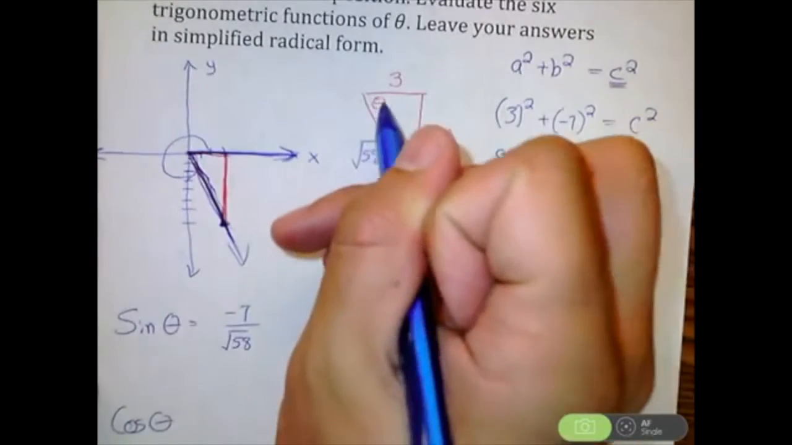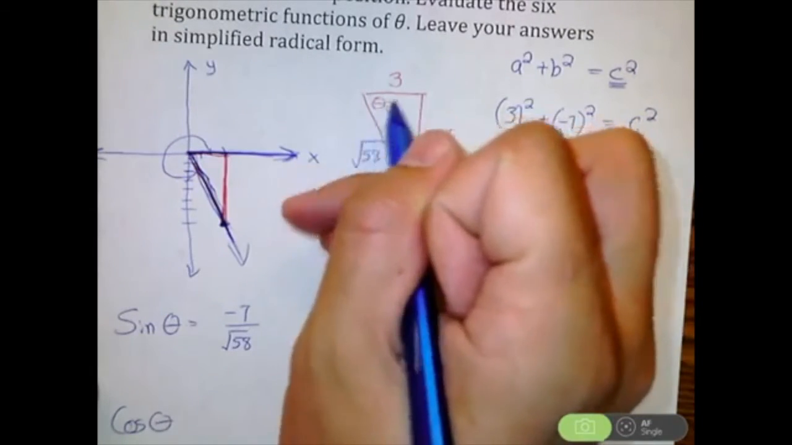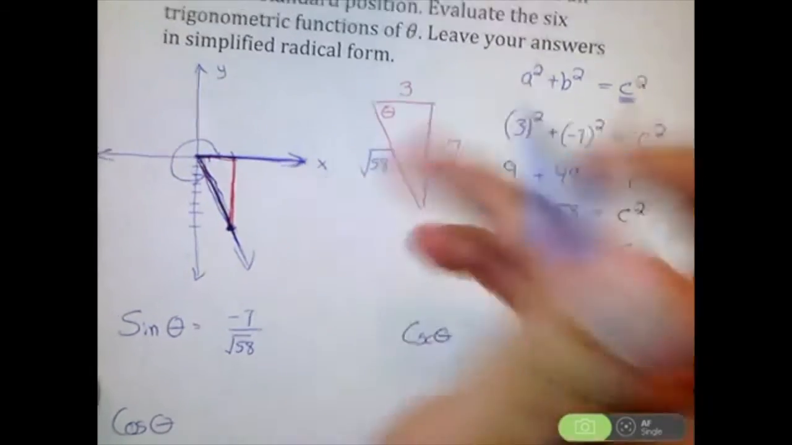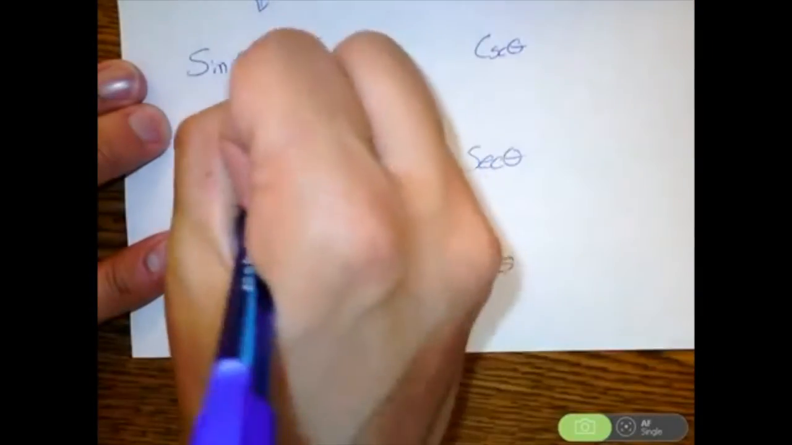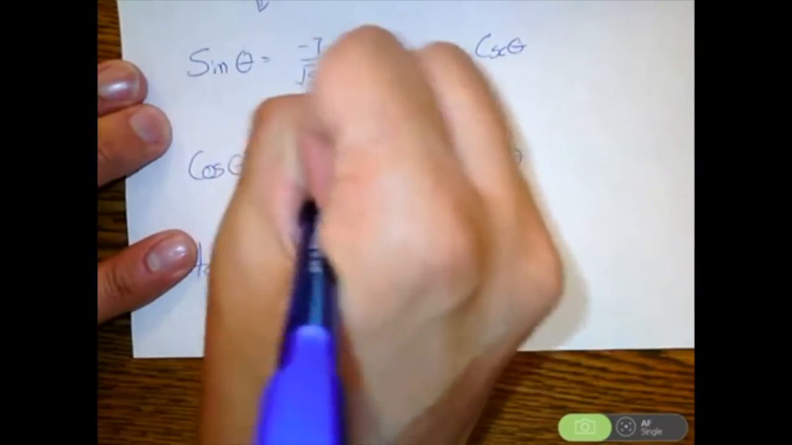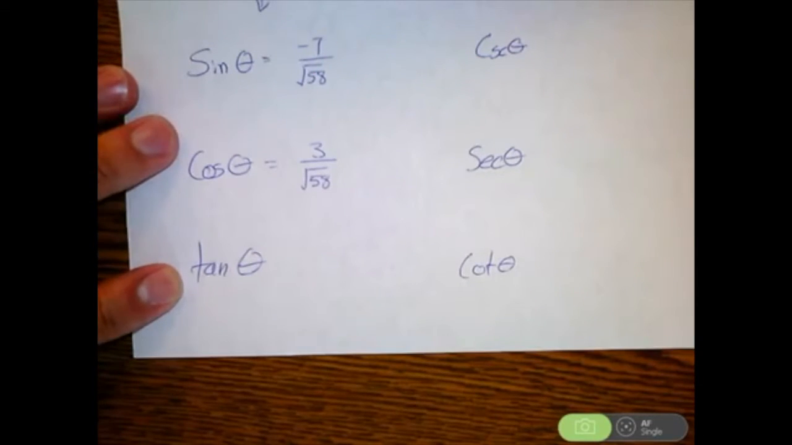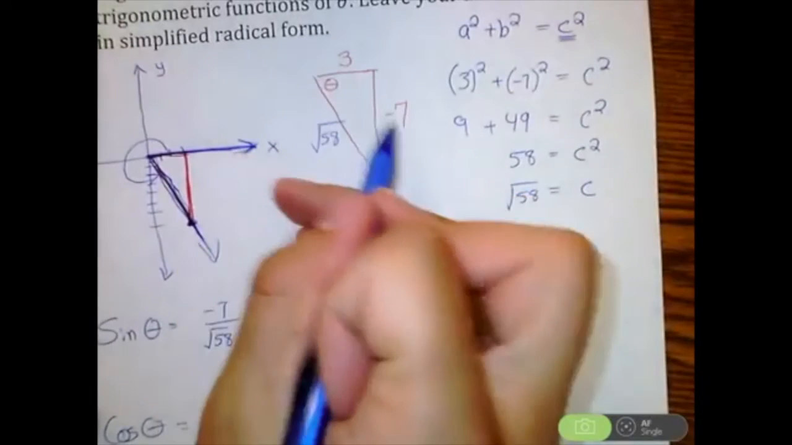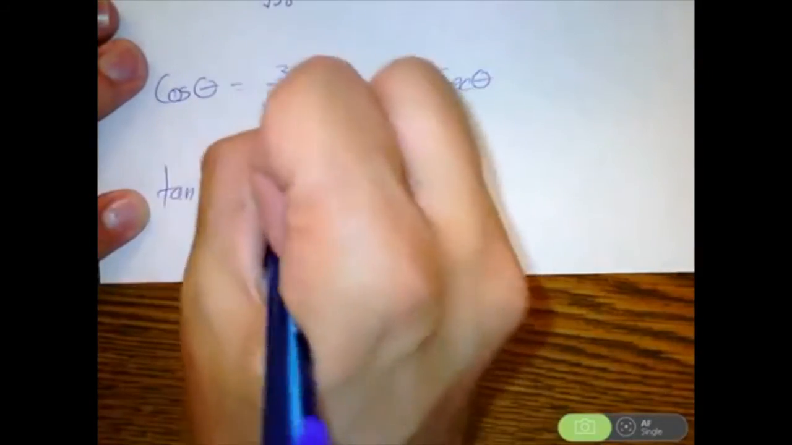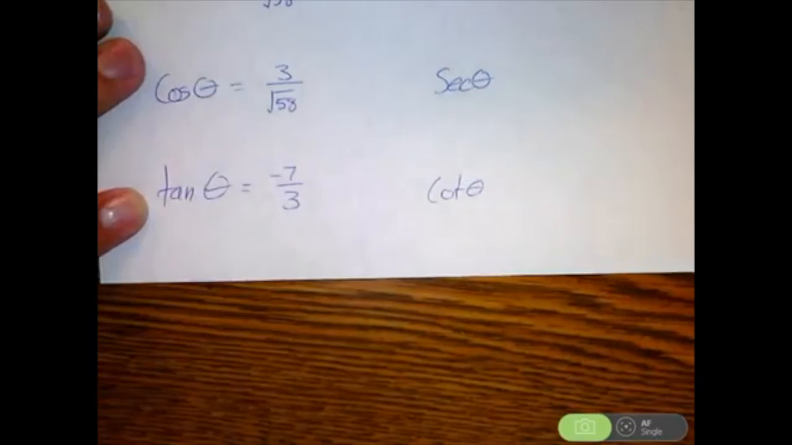Then we have cosine of theta. So cosine is adjacent, which would be 3 divided by the hypotenuse. So 3 over the square root of 58. And then finally tangent, TOA, opposite over adjacent. So the opposite side is -7, the adjacent is 3. So I'm going to have -7 over 3.